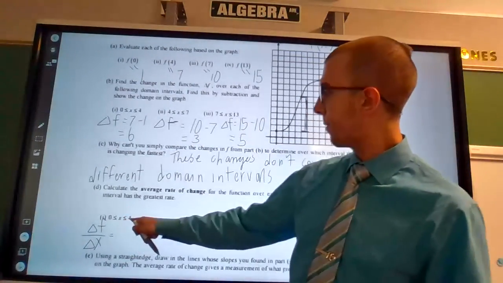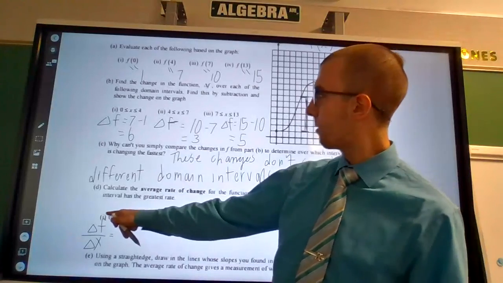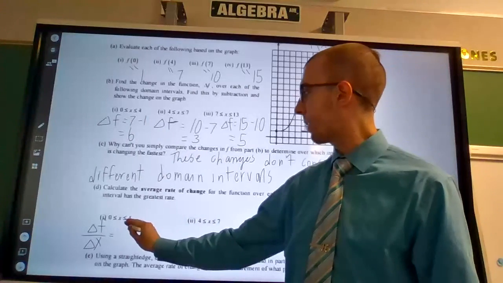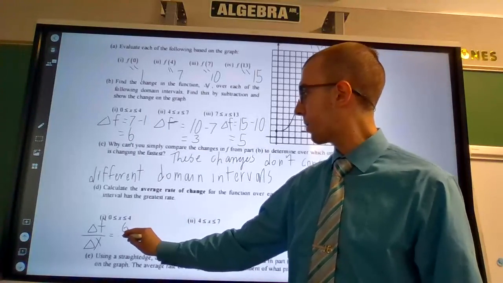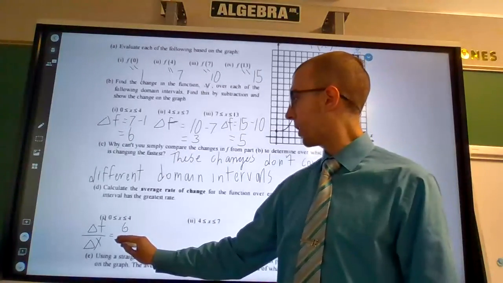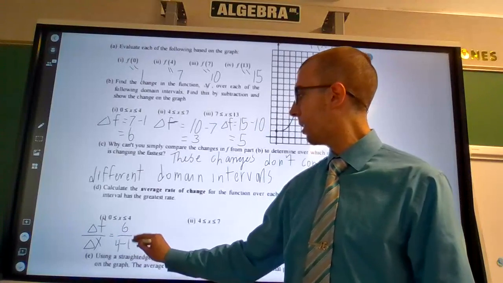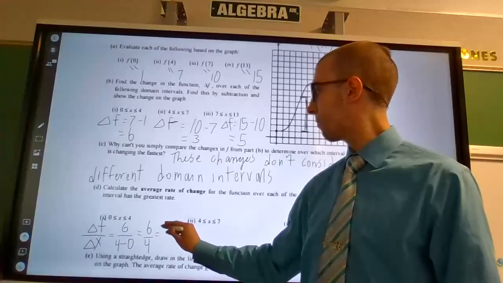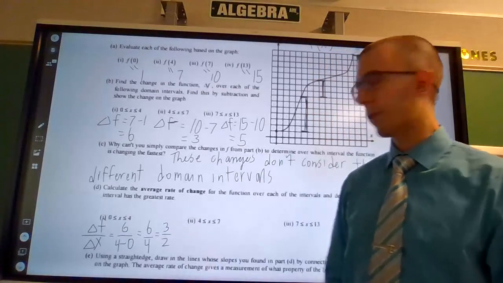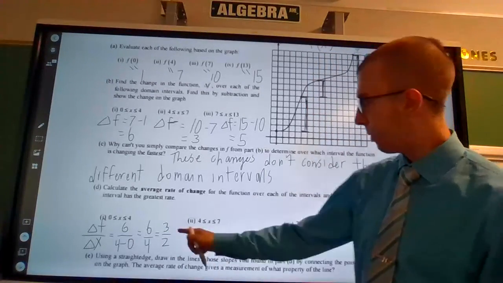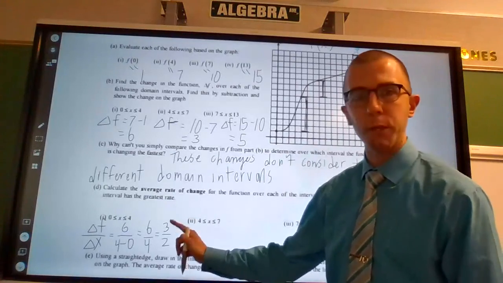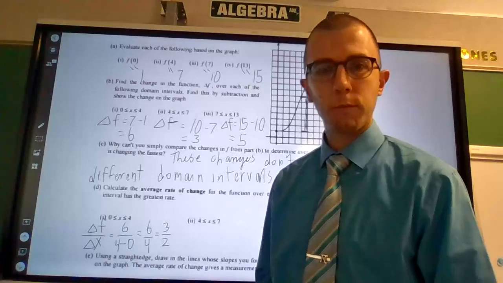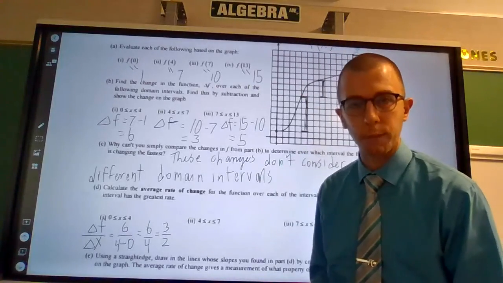So from 0 to 4, our domain interval here, our function changed by 6. So that change in the function was 6 over the change in my domain, which was 4 minus 0. So I have 6 over 4, which equals 3 over 2. That was the average rate of change over the interval from 0 to 4.